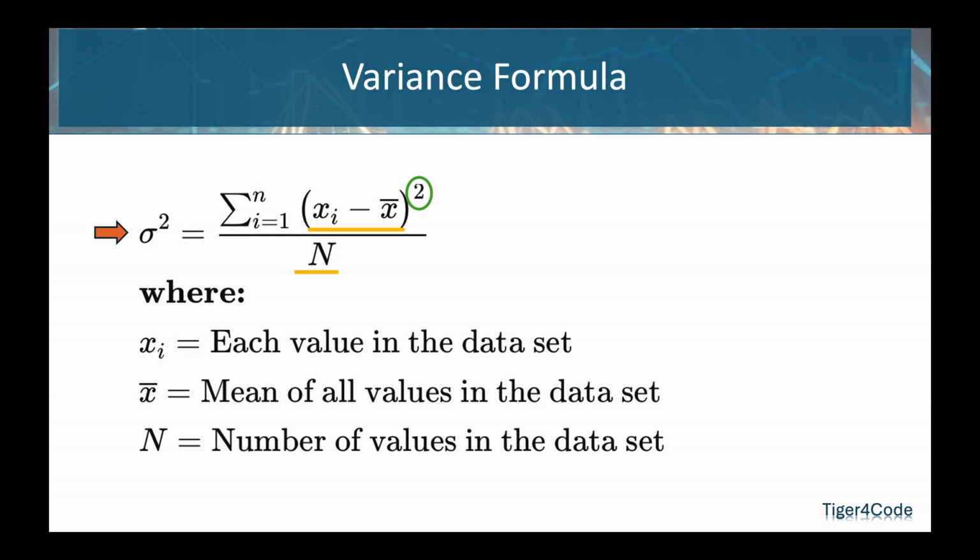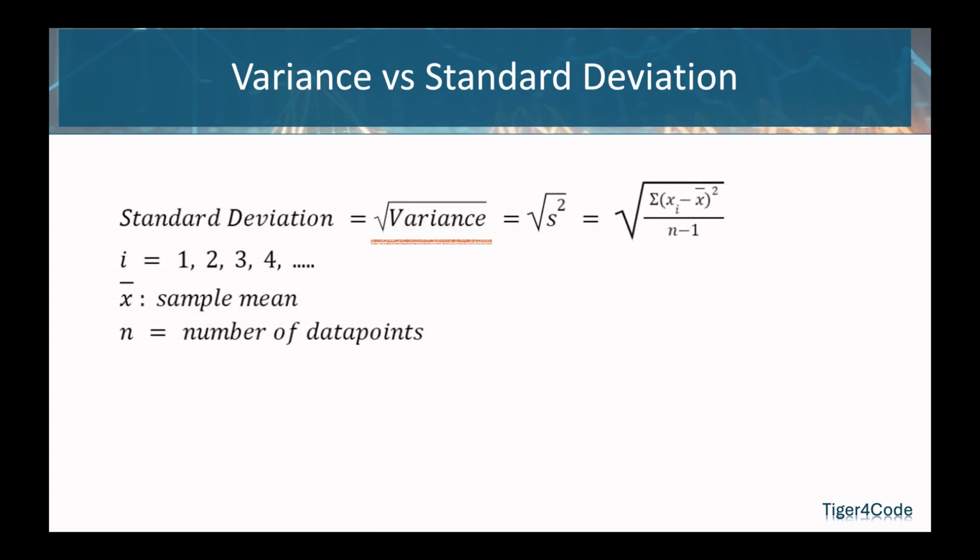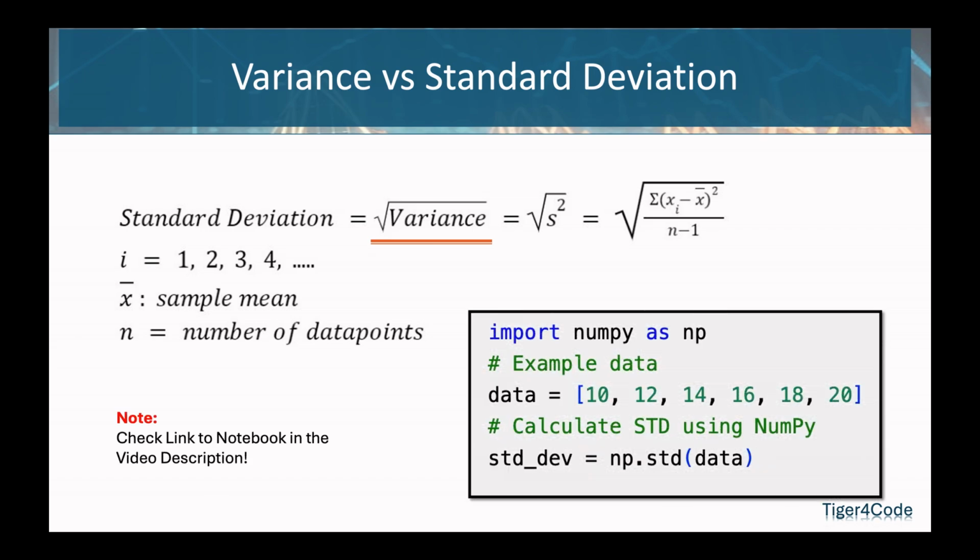Typically, variance isn't used on its own. Instead, it is often a step in calculating the standard deviation of the dataset. The standard deviation, or sigma, is found by taking the square root of the variance. You can easily calculate the standard deviation using the NumPy library as demonstrated in the attached notebook.